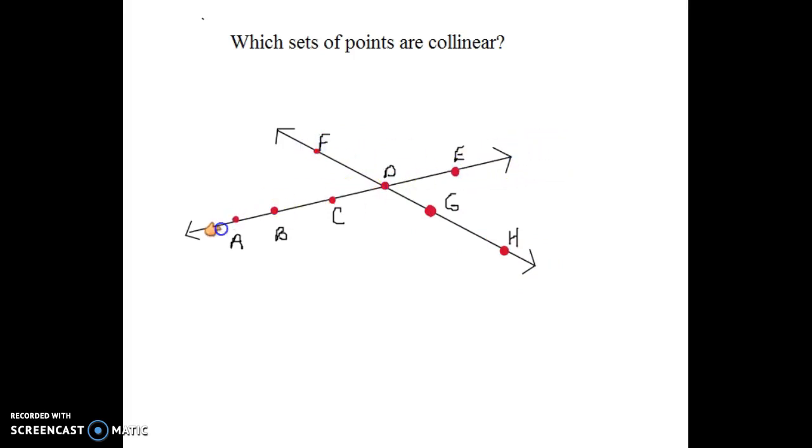This line that's right here consists of points A, B, C, D, and E. So any combination of those points are collinear. If you had something like D, E, and F, well, they would not be collinear, right? Because D and E are, but F would be on a separate line.